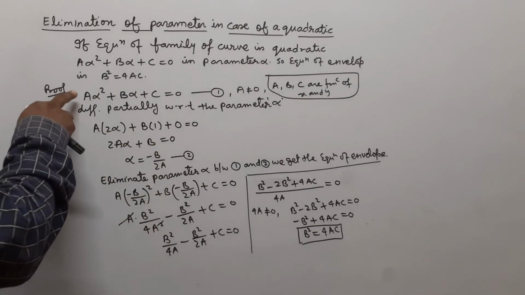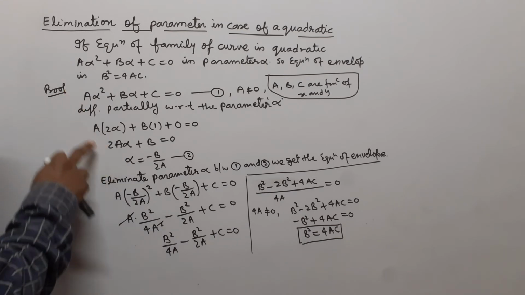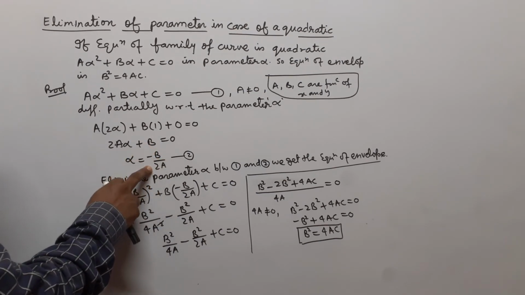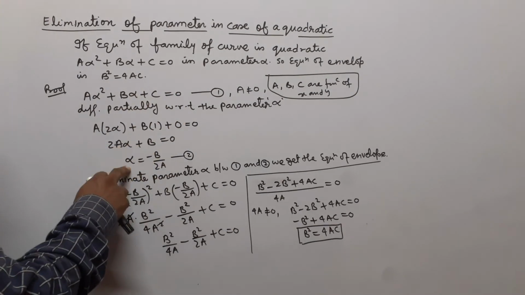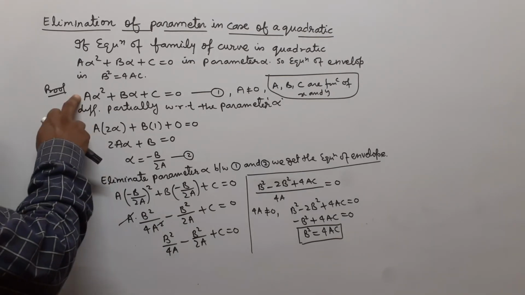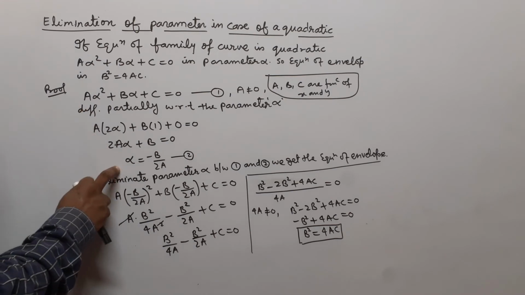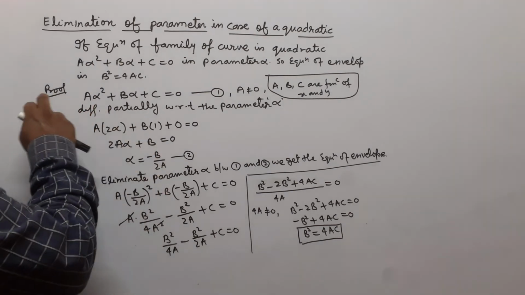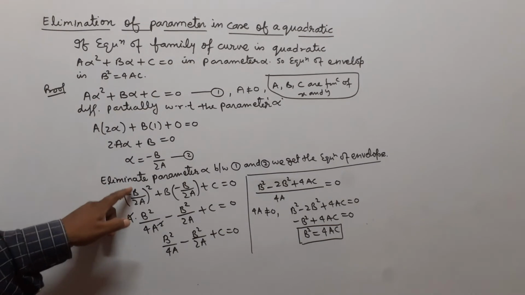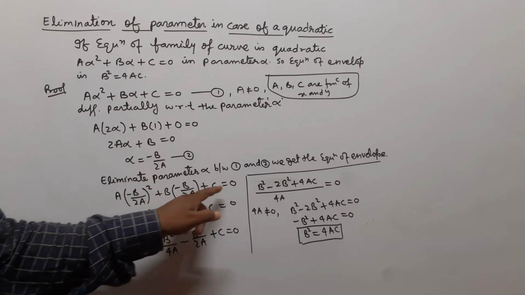Now eliminating alpha between first and second, we get the required equation of envelope. So put the value of alpha, that is minus b upon 2a, from second in equation 1. You can see when we eliminate alpha between the first and second equations, the equation we get will be the equation of envelope. So we write minus b upon 2a in place of alpha in equation 1. So this is a, and in place of alpha we write minus b upon 2a whole square, plus b, and in place of alpha we write minus b upon 2a, plus c equal to 0.